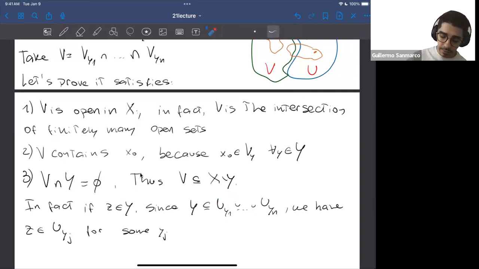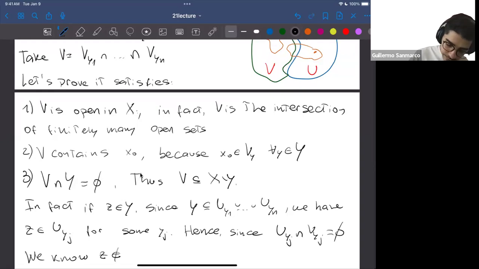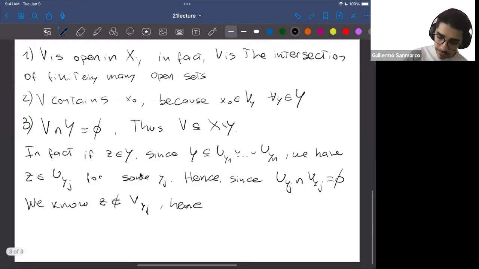But the important thing is, since U_{y_j} cannot intersect V_{y_j}, that means that z does not live in V_{y_j}. And if you don't live in V_{y_j}, you cannot live in V, because V is the intersection of all these V_{y_j}'s. And z is not in V.